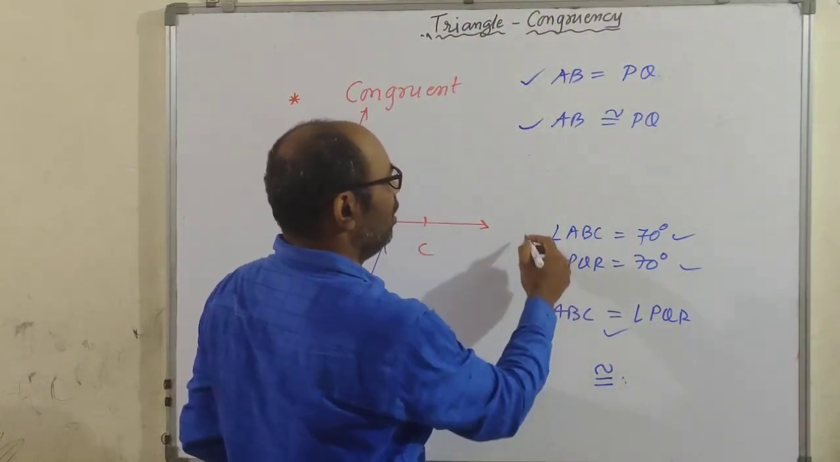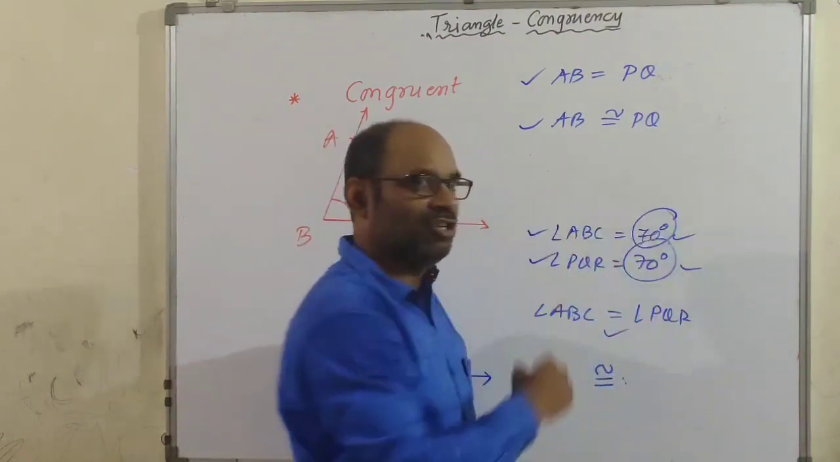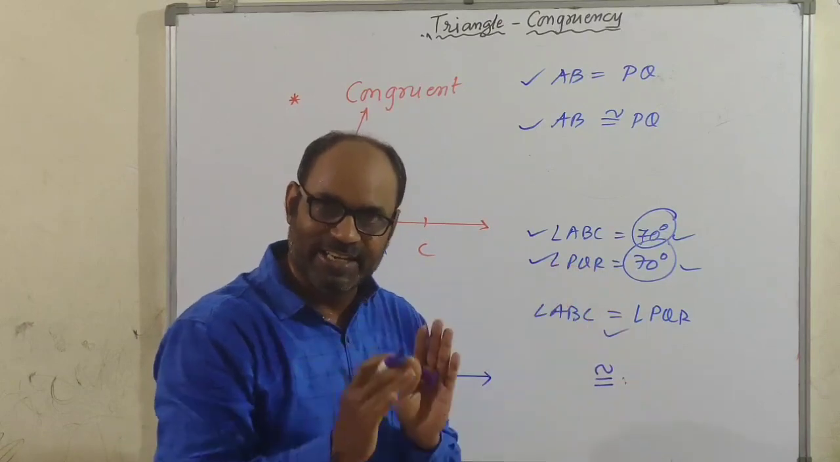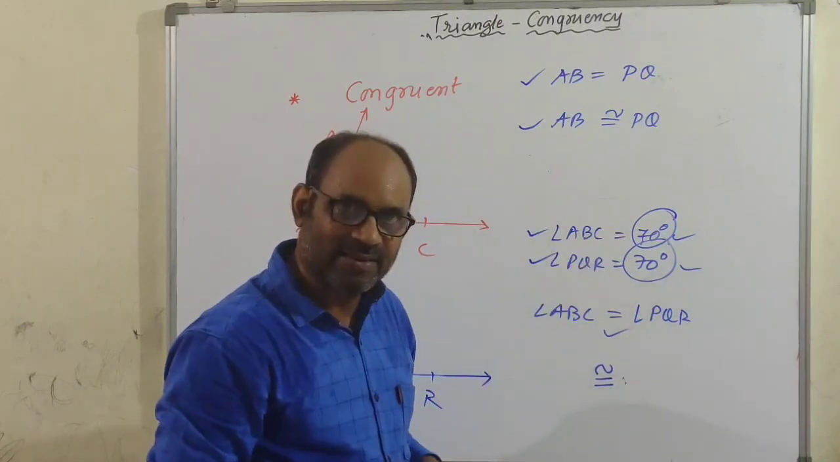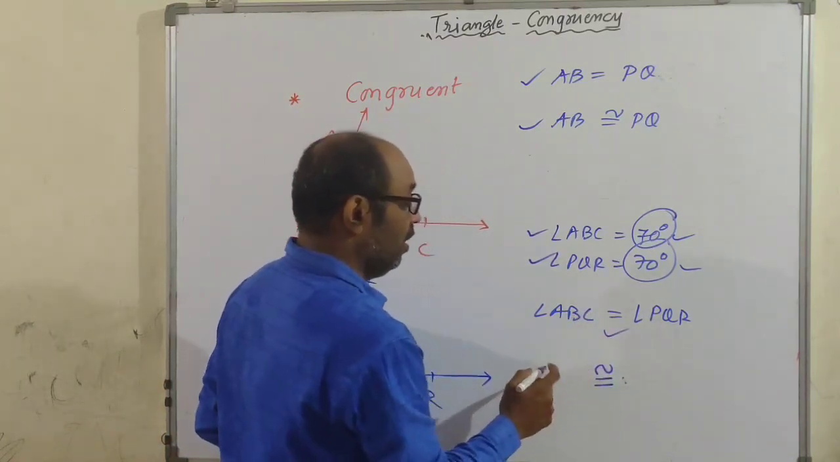Here, the two angles have equal measure. The measure is in terms of degree measure. Angles are measured in degrees. So both have equal degrees. 70 degree, 70 degree.